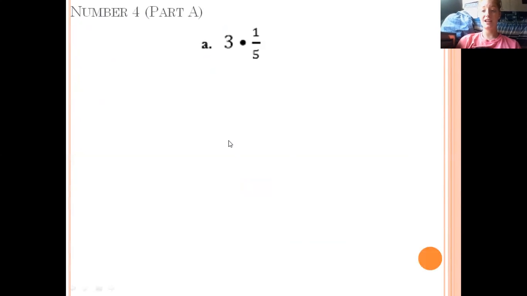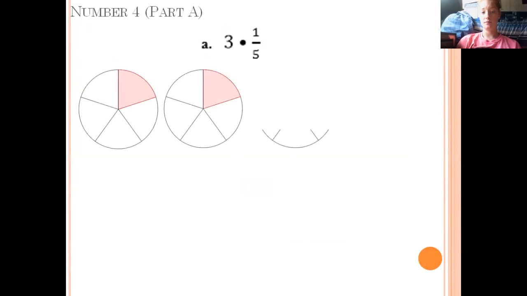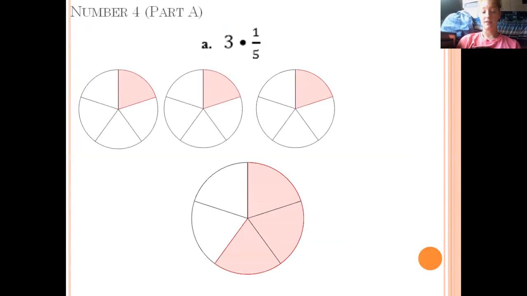So let's do 3 fraction circles of 1/5. 1, 2, 3, and that is your answer. It's going to be 3/5.